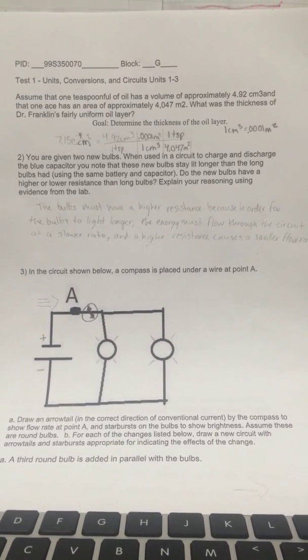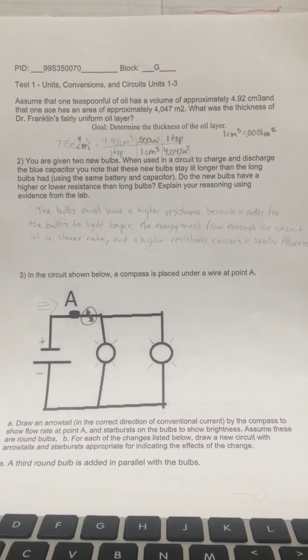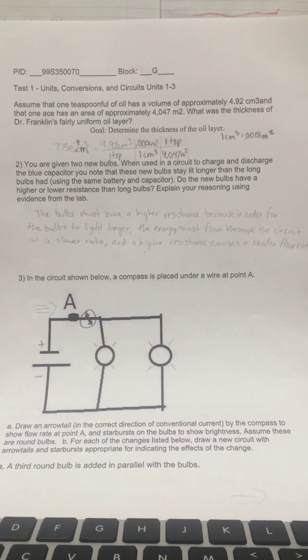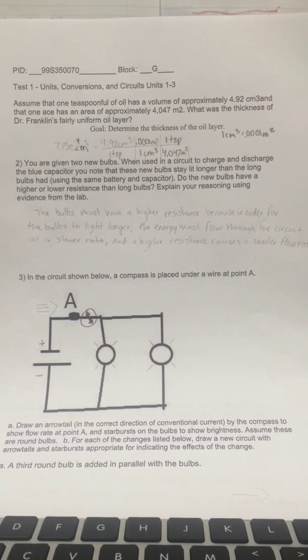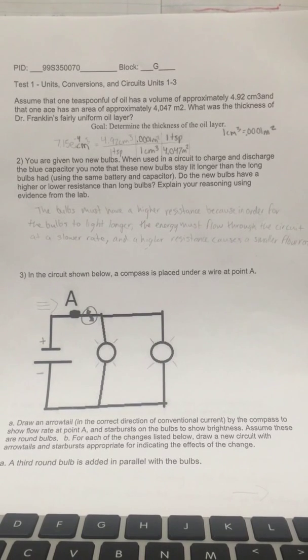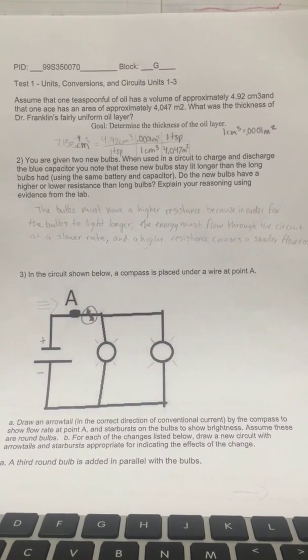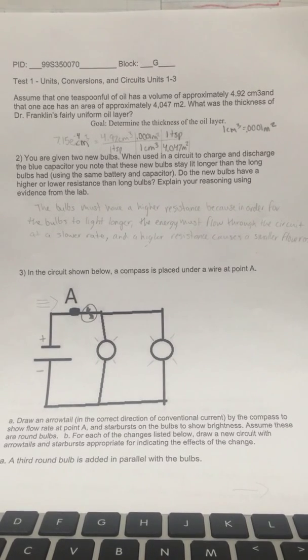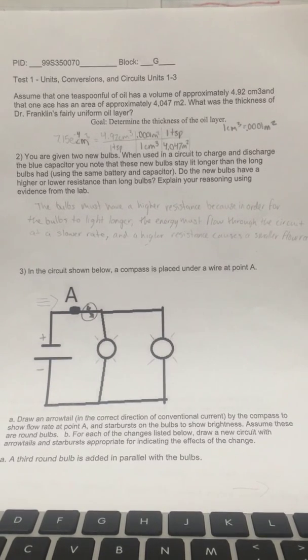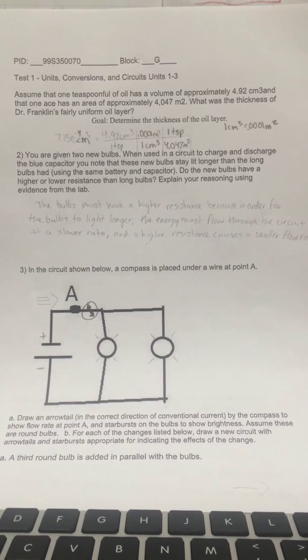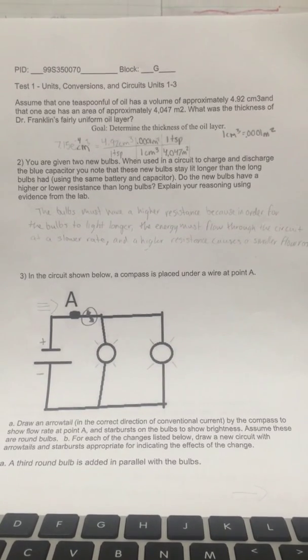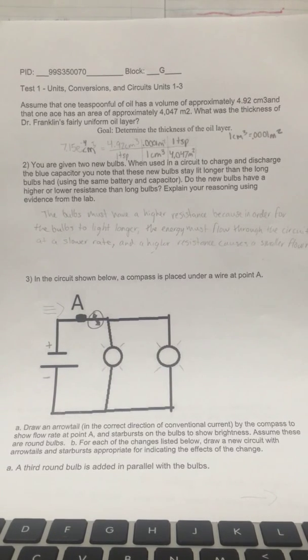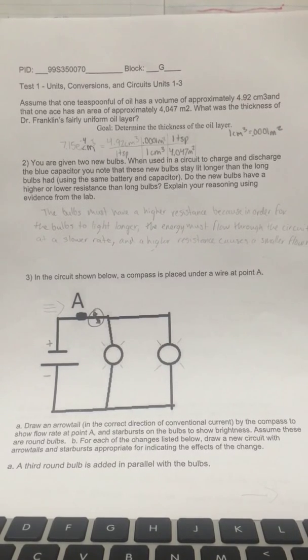So our first question was about Dr. Franklin's uniform oil layer. Our goal was to determine the thickness of the oil layer. Since we already have our conversion factor of 1 centimeter cubed equals 0.0001 meters squared, we take our original centimeters cubed, multiply that by our conversion factor, and divide over our total area, which is 4,047 meters squared, which gives us an answer of 7.15 times 10 to the negative 4 centimeters cubed.